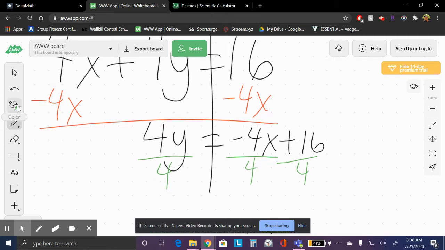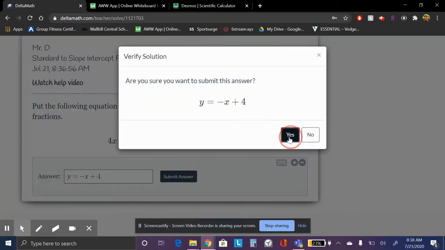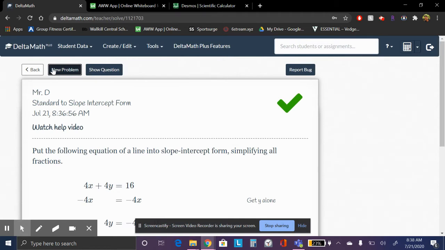So that means these would cancel out. Negative 4x divided by 4 is just negative 1x or negative x. You don't really have to put that negative 1. 16 divided by 4 is 4. So you have y equals negative 1x plus 4. I'm going to type it in. I'll need the 1. All right, let's look at another one.